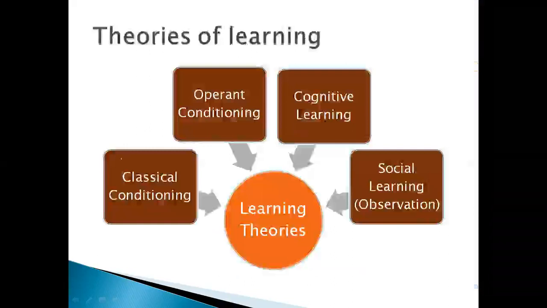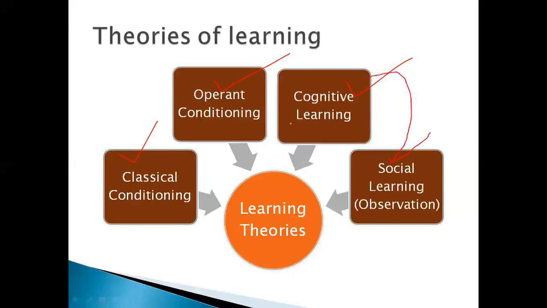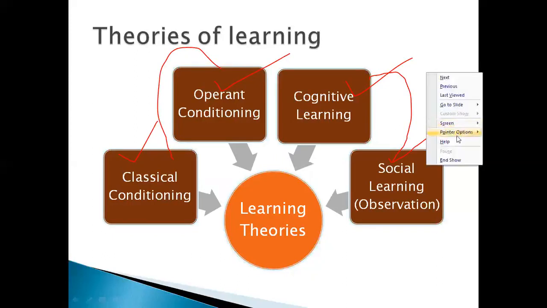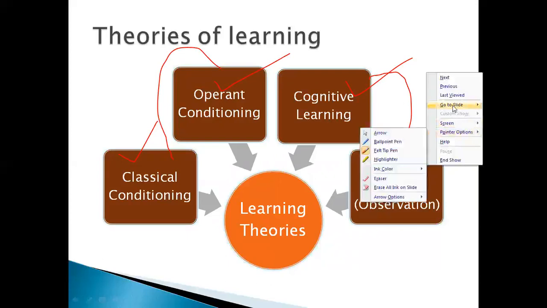So I finished classical conditioning and operant conditioning, which are behavioral theories. And in the last class, we finished cognitive learning theory. Today we are going to talk about social learning theory, or observational learning theory. These two come under the cognitive approach theories, and these two are behavioral approach theories. So let us see what social learning, popularly known as observational learning theory, is.